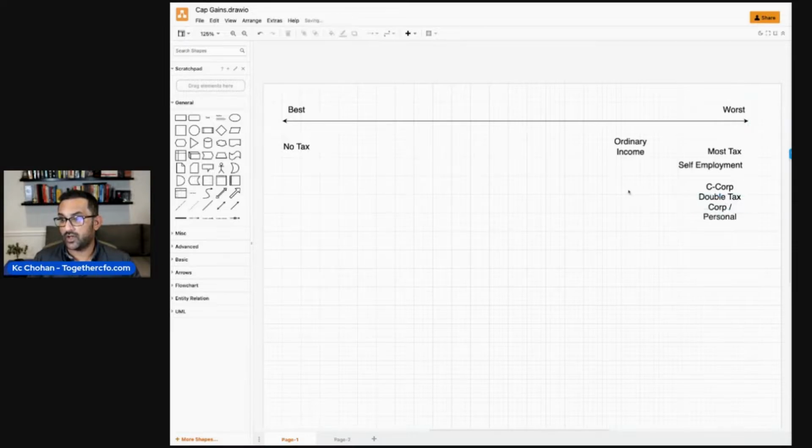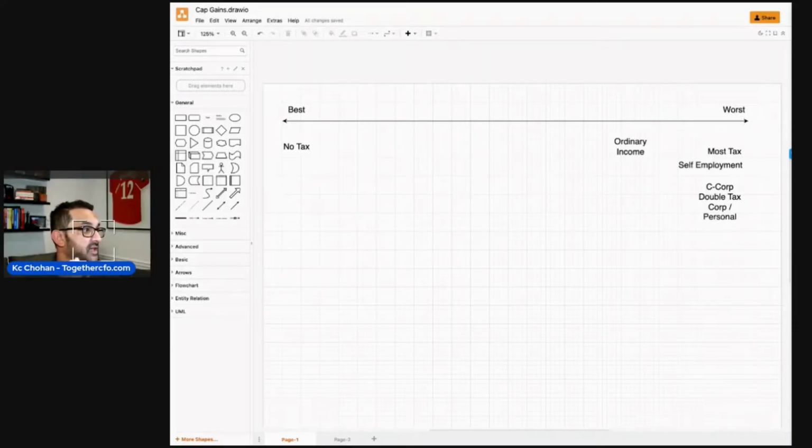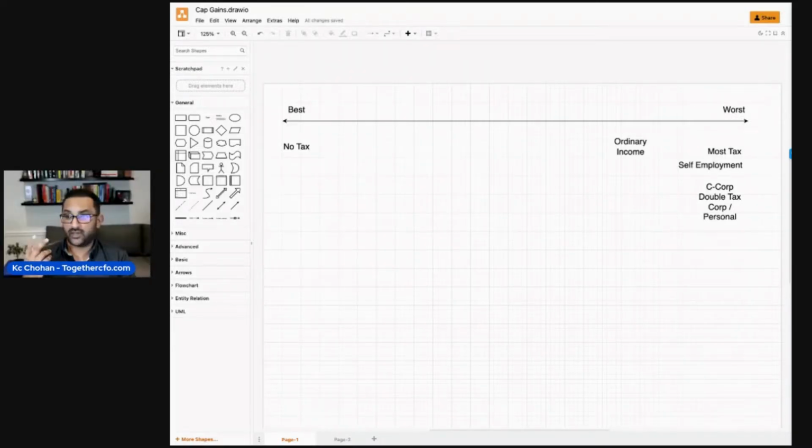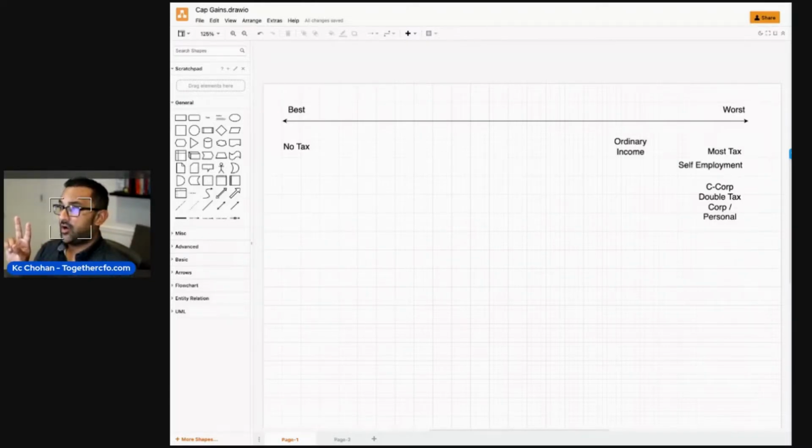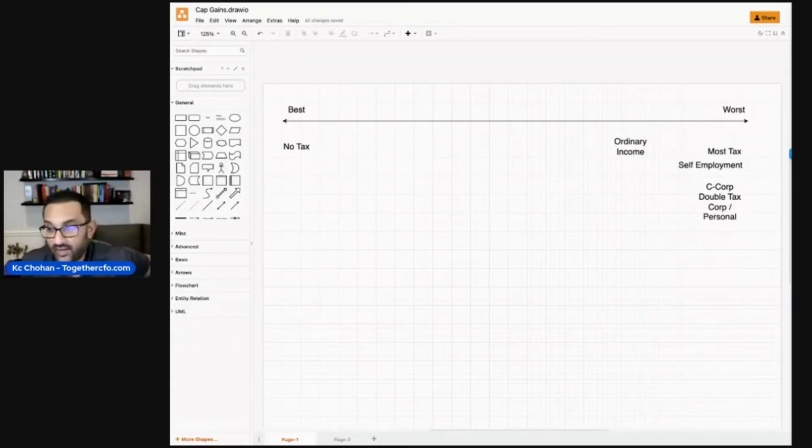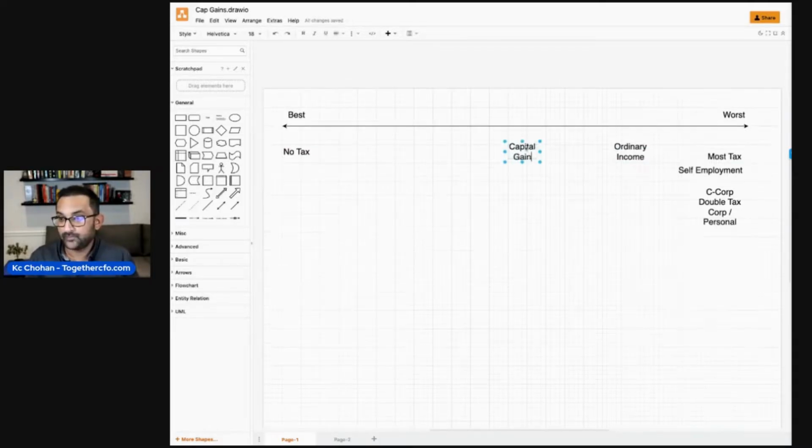When we look at the worst things you can do, it's if you're paying self-employment tax, we want to get away from that as much as possible. Or if it's a C Corp, that means you could be double taxed, corporate tax and then personal tax as well. So we want to make sure that we're not doing that, right? Then ordinary income, I think, has got to go in there. If it's earned income, that would go in there. And I think actual capital gains tax would fit in here somewhere. That obviously ranges from 15 to 37%, as we mentioned.